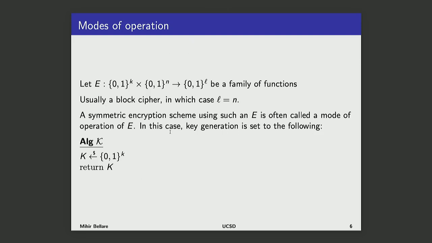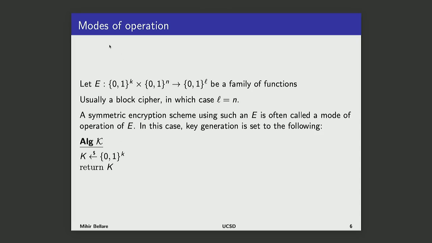We're going to build symmetric encryption schemes from block ciphers or function families. And when we build such a scheme, as we've said, we have to specify 3 algorithms, right? Key generation, encryption, decryption. So let's start with the first. And the first in this specific case is very simple. If I have some family of functions E, let's say with some key length k, input length n, and output length l, then my encryption scheme will just pick a random key for this E as the encryption key. So that becomes a canonical choice.